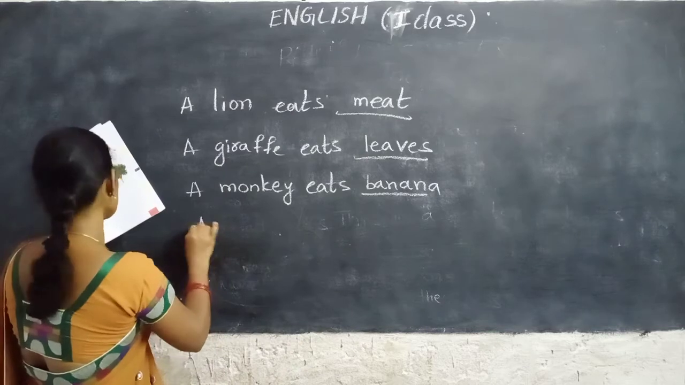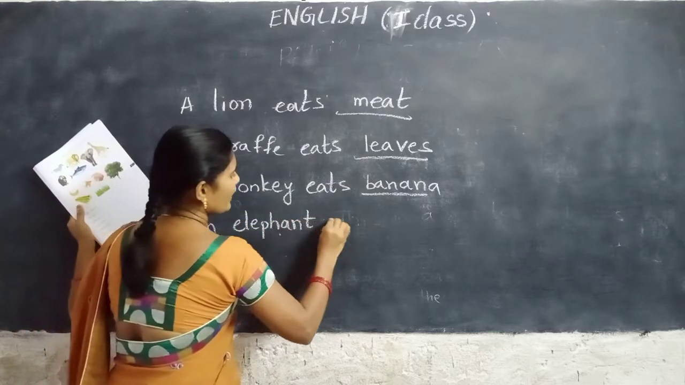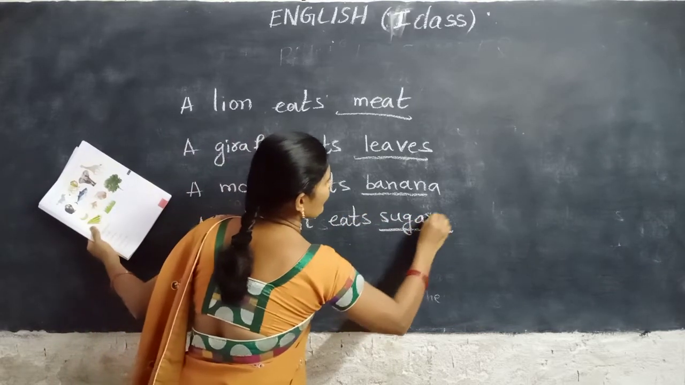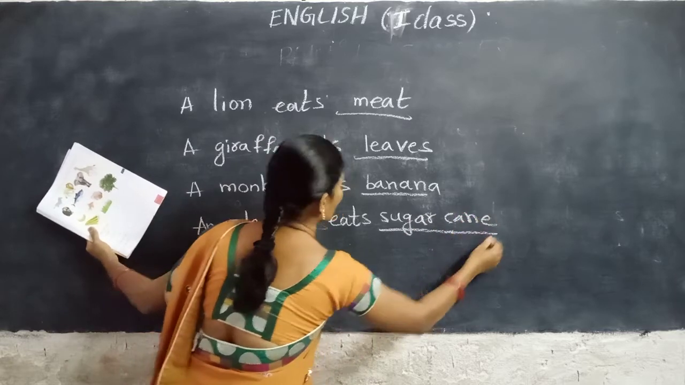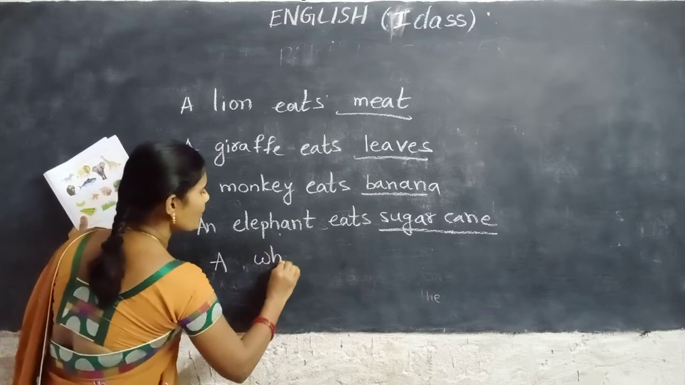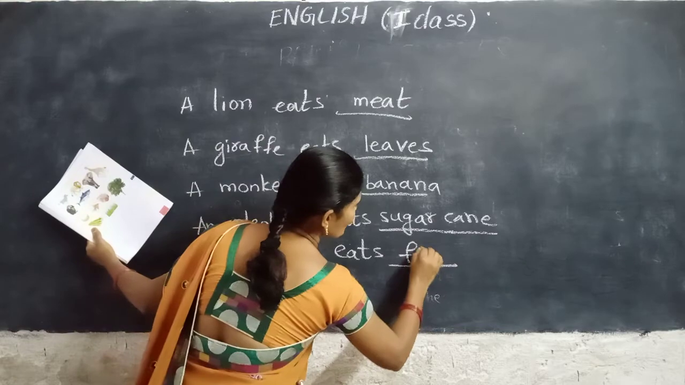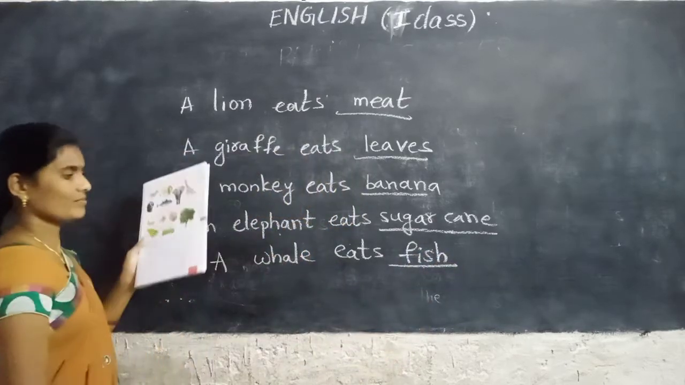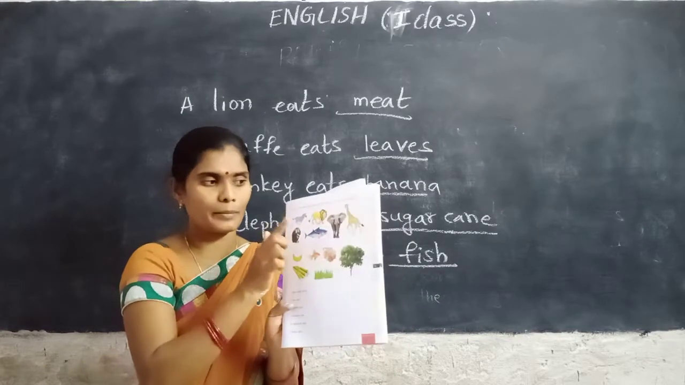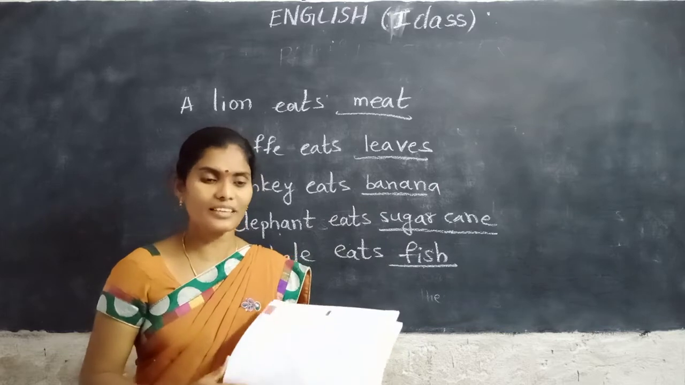Next, an elephant eats a sugar cane. A whale eats a fish. Whale eats a fish, with the fish in the net, chinna fish la nindundi. Okay? Complete it. You have to match. That is your homework. Meeru match cheyandi, color cheyandi. That is your homework. Okay?